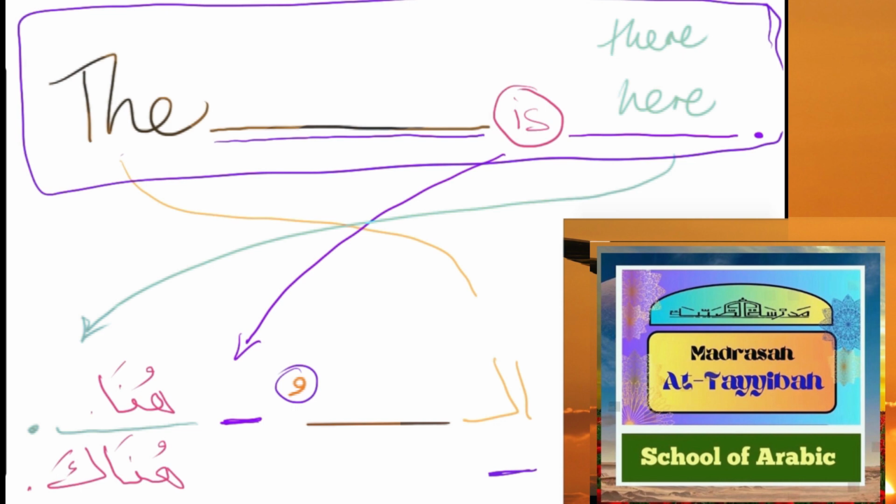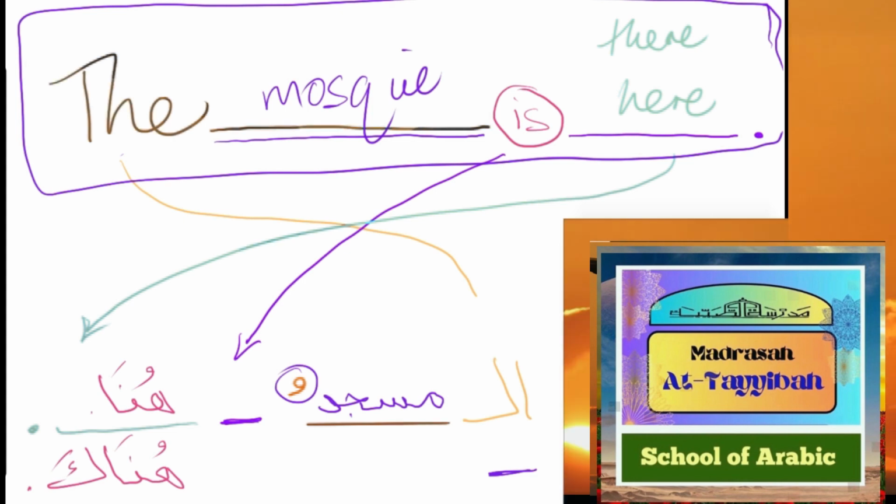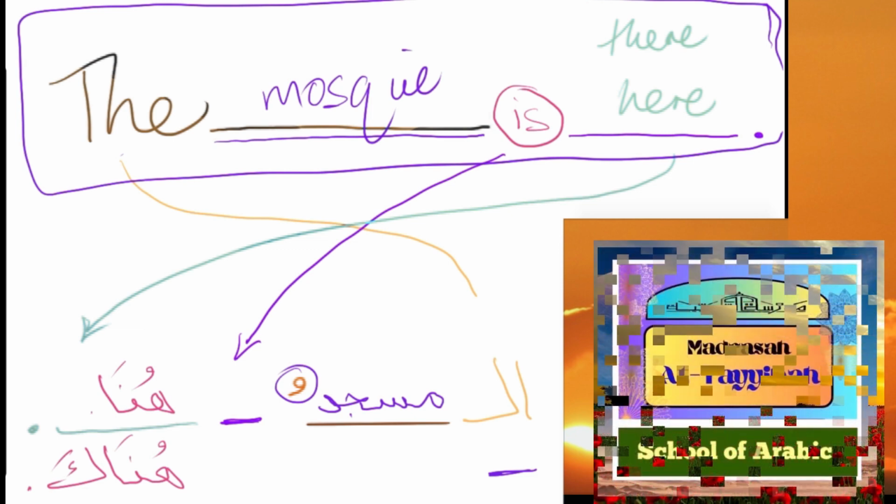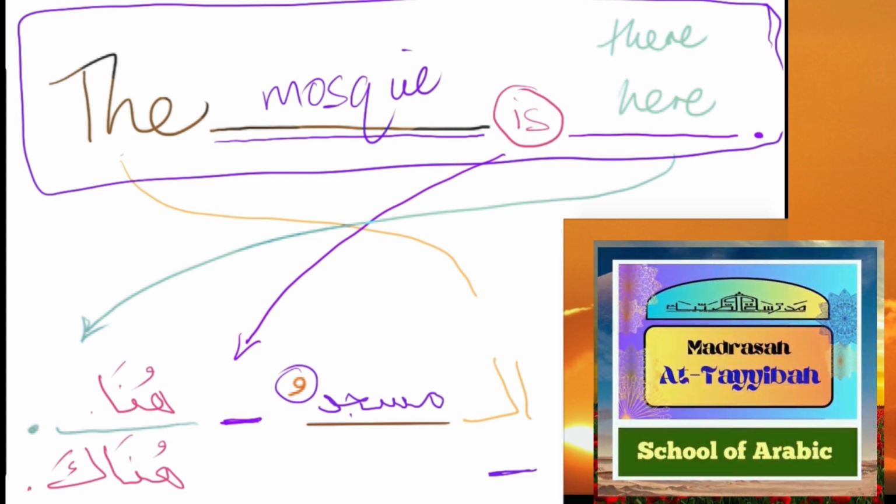So if you know any other Arabic word, for example, you know the word mosque is masjid, then you can simply insert the word masjid there and it will be al-masjid huna or al-masjid hunaka. If you know the word Kaaba, you want to say the Kaaba is there, then you'll say al-Kaabatu hunaka. Right, so I hope you understand, and that brings us to the end of this lesson. Shukran jazilan wassalam.